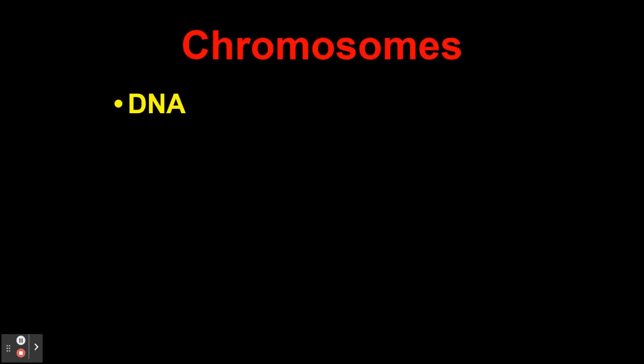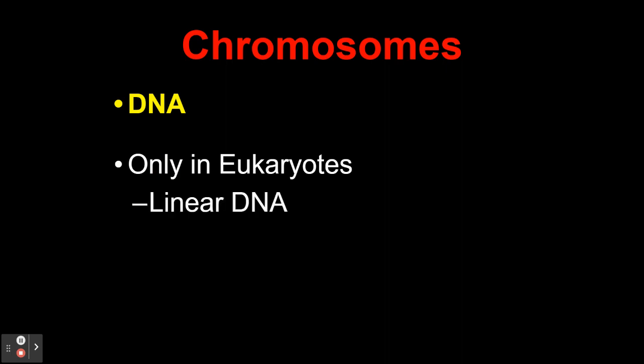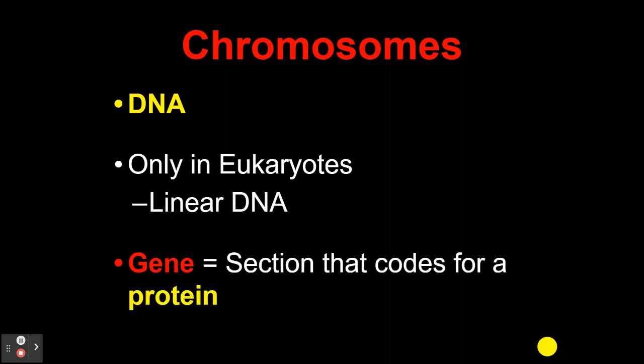Chromosomes are made of coiled up DNA. They're only found in eukaryotes because of their linear DNA. And remember that on chromosomes, there are sections of DNA called genes, and those code for specific proteins, and those proteins can then create the different traits.